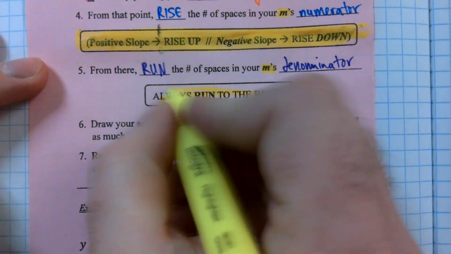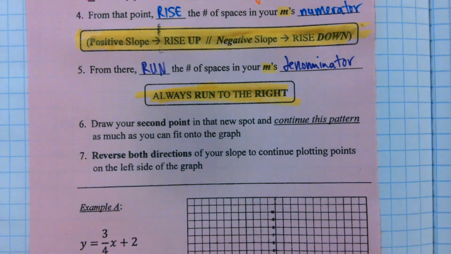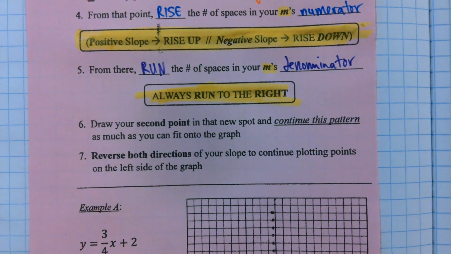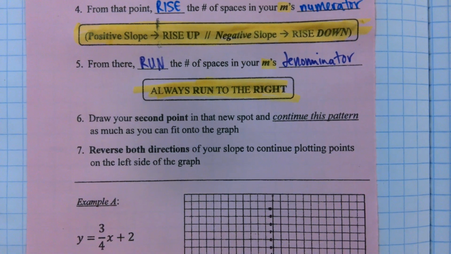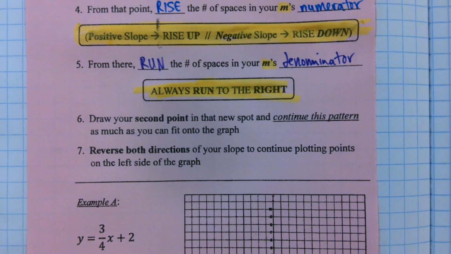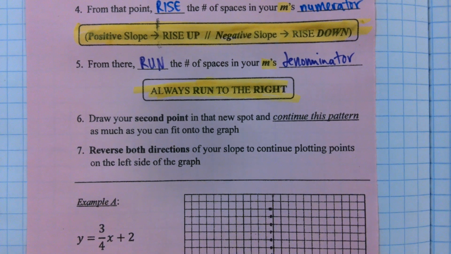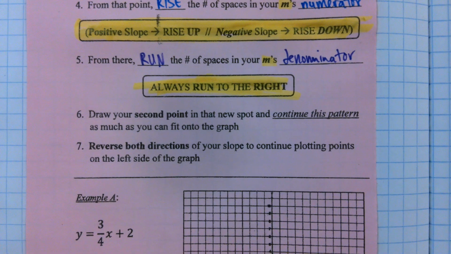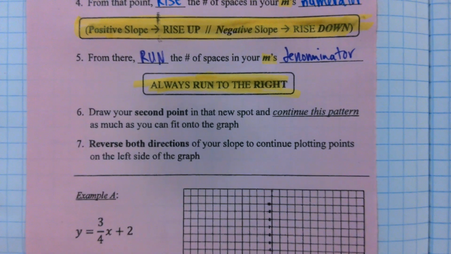And of course, we always run to the what direction? Right. Run right. R to the R. Run to the right. Never going to run to the left. Always run to the right.